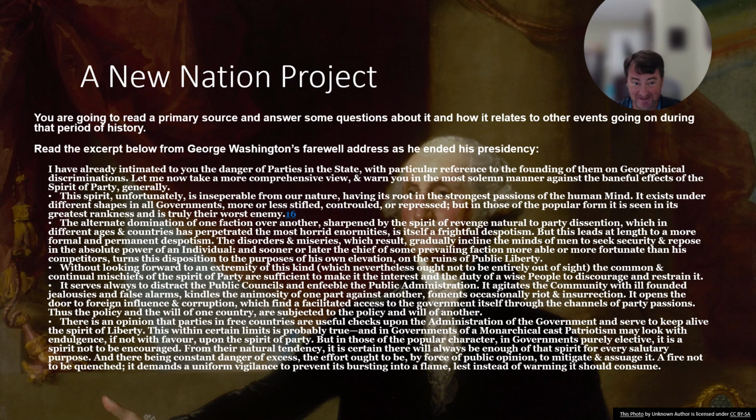Do we see that in America even today? You'll have to decide that, but I think there's some truth here. We see that when one group gets into power, they often will try to lord it over another group as a part of revenge. And he says, "which in different ages and countries has perpetrated the most horrid enormities." He says, in history, in other words, when we see this happen, it's not good. "But this leads at length to a more formal and permanent despotism. The disorders and miseries which result gradually incline the minds of men to seek security and repose in the absolute power of an individual." In other words, then what the parties do is they look to one person to lead them.